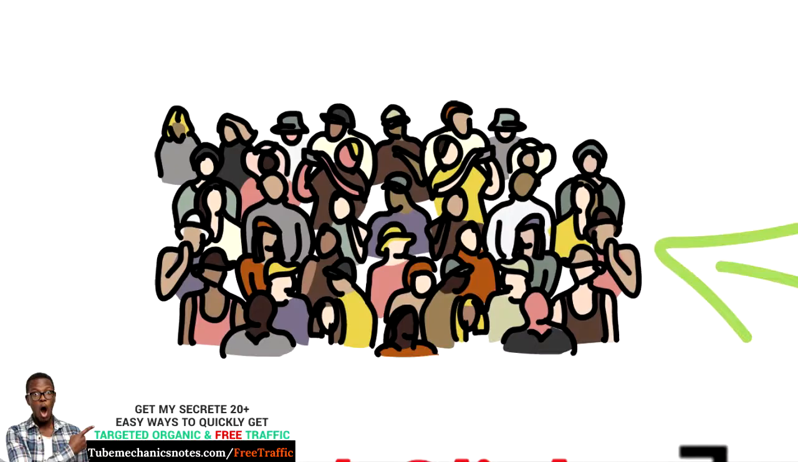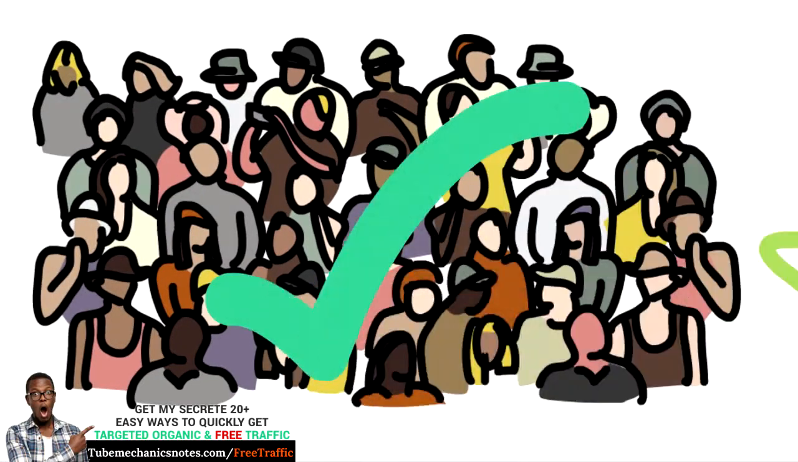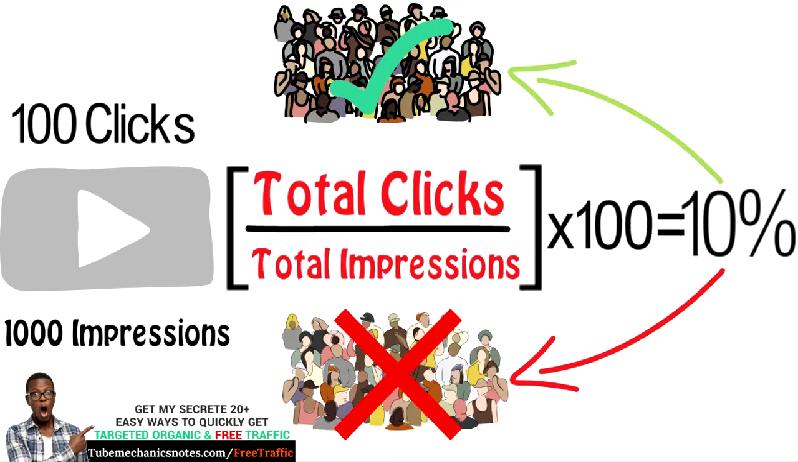Now, you have to understand that the click-through rate measure includes only impressions on YouTube, not on external sites or apps. So, every time you publish a new YouTube video, your main goal should be to get as many clicks per impressions as possible in the first 48 hours.